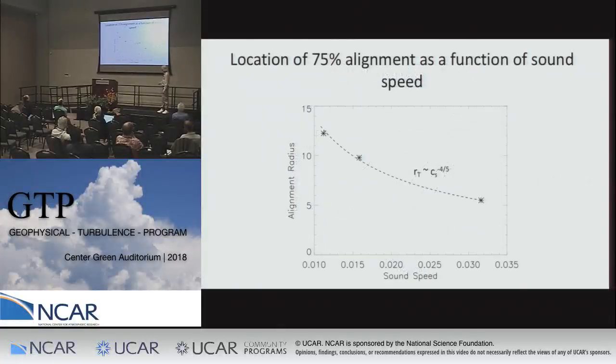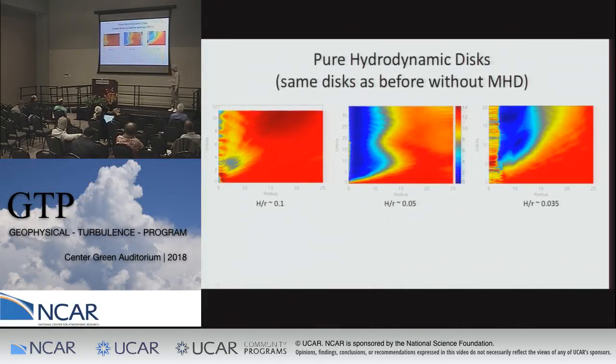And if we make that a little more exact by looking at the position of a point in the alignment front, and then plot the curve for c_s, sound speed, going to the minus 4/5, you see that it works pretty well. Now, when we do the same thing with purely hydrodynamic disks, for the low sound speed case, that looks a lot like the MHD case. The intermediate sound speed case sort of looks like it, but it oscillates more.